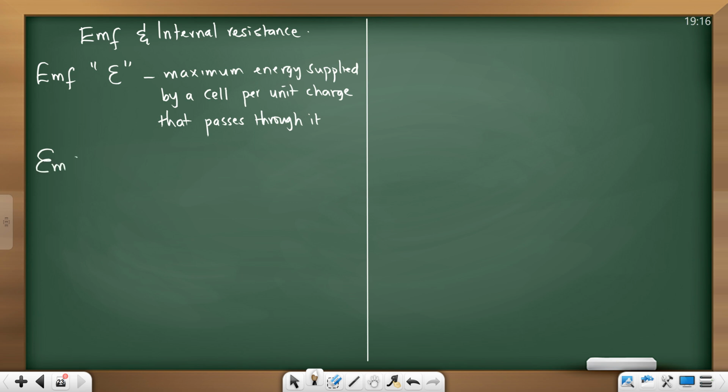Again, I did mention this. EMF is measured when no current is flowing. That means I is equal to what? 0. When no current is flowing, we measure the maximum. Okay.